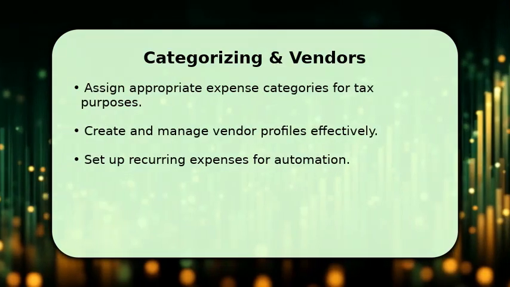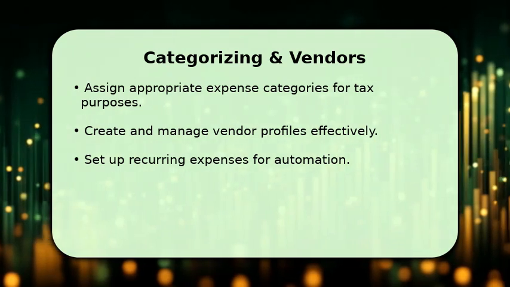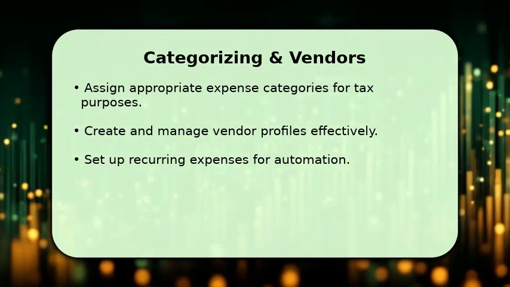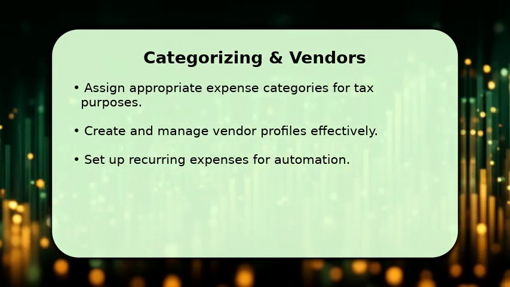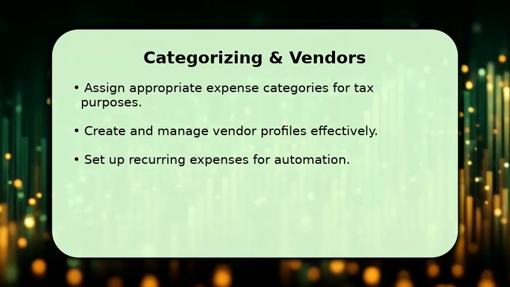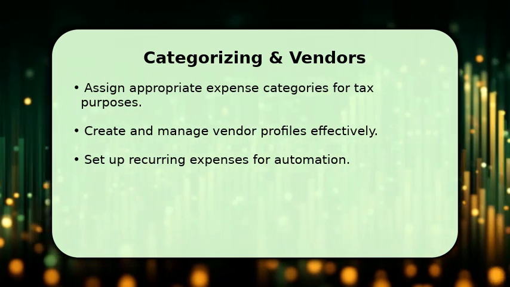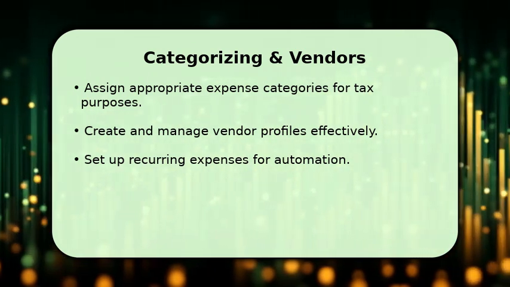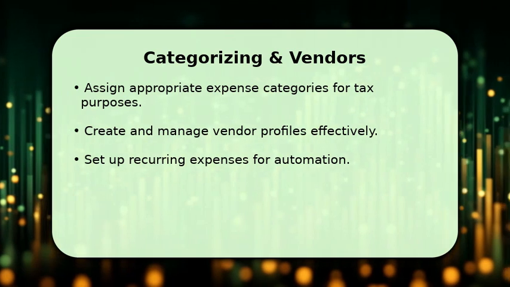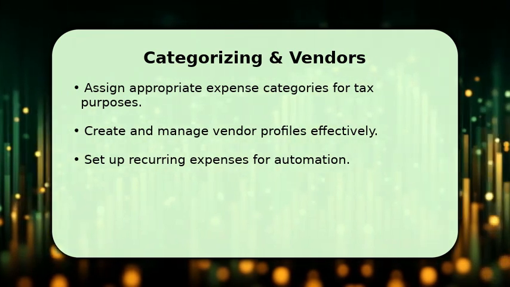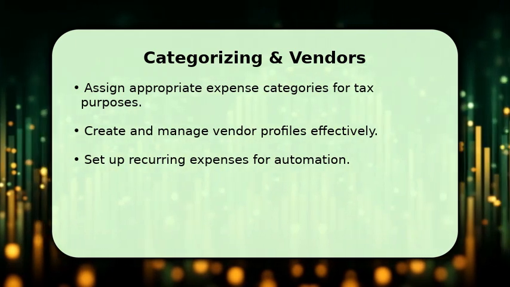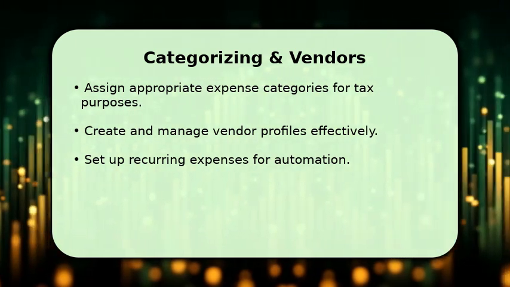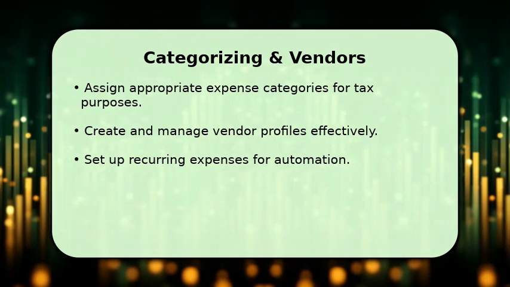Proper categorization is vital for accurate financial reporting and tax preparation. QuickBooks Online offers a chart of accounts where you can select or create specific expense categories. Managing your vendors is also key. Create detailed profiles for each, including contact and payment terms. You can even set up recurring expenses to automate regular payments, saving you time and reducing errors.